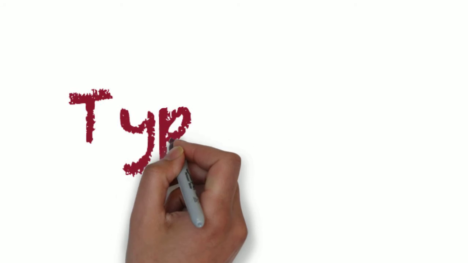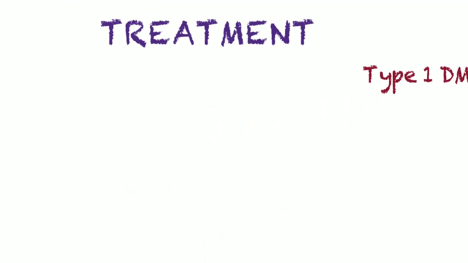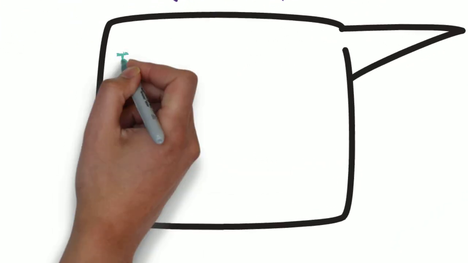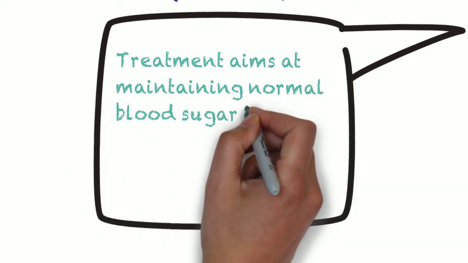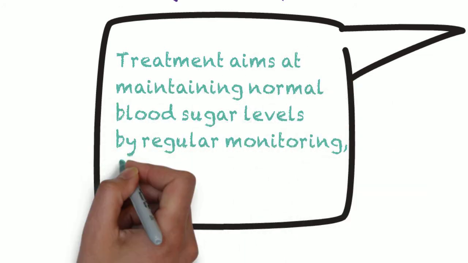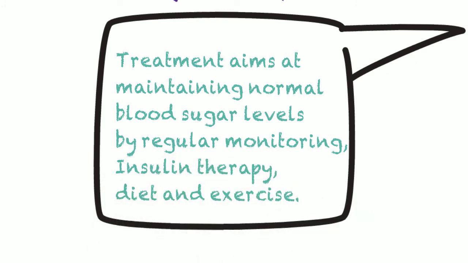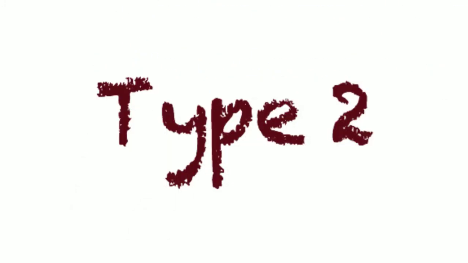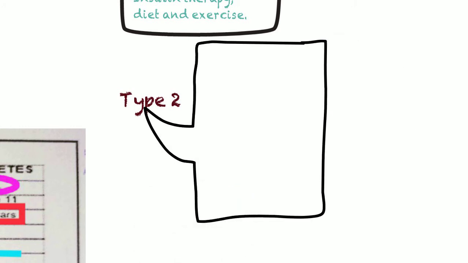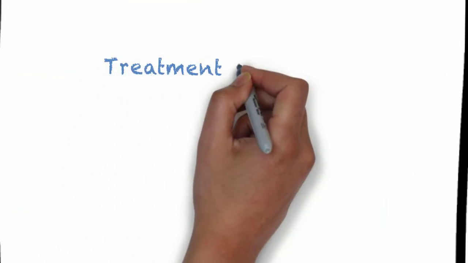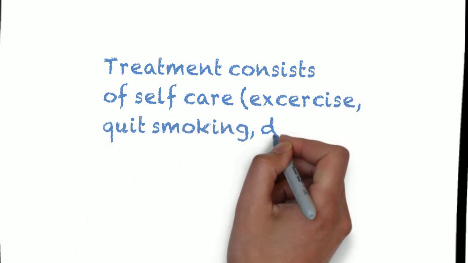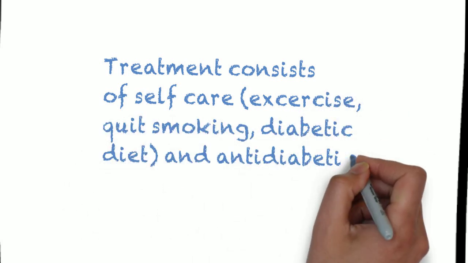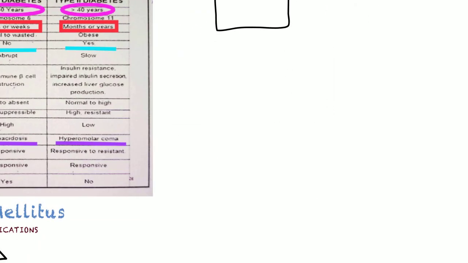Going on to the treatment of diabetes mellitus. For type 1 diabetes mellitus, the treatment basically involves insulin therapy. So, the treatment aims at maintaining normal blood sugar levels by regular monitoring, insulin therapy, diet, and exercise. Type 2 diabetes mellitus requires a more comprehensive treatment where the treatment consists of self-care, that is exercise, quitting of smoking, diabetic diet, and also anti-diabetic medication.